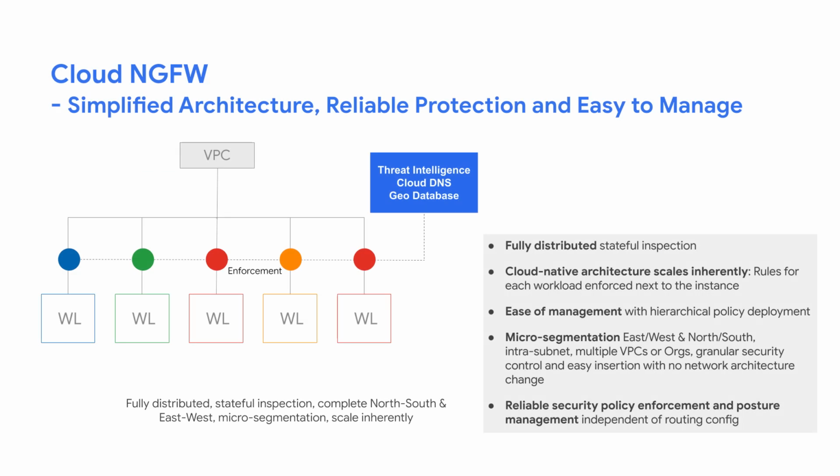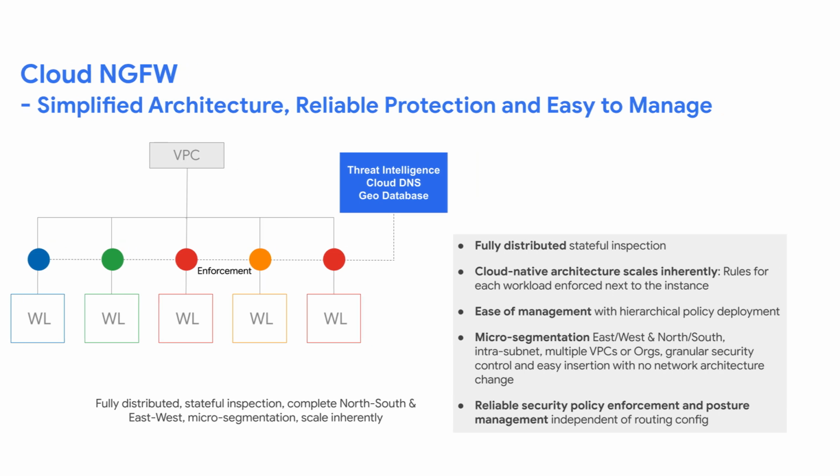Cloud Next-Gen Firewall provides a fully distributed, cloud-native, stateful inspection firewall service that scales inherently, independent of your networking architecture. Cloud Next-Gen Firewall provides microsegmentation for east-west and north-south patterns, intra-subnet across multiple VPCs or orgs with granular security control and easy insertion with no network architecture change required.